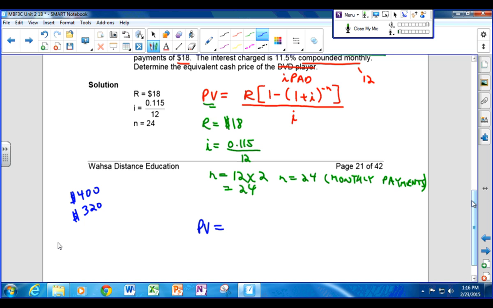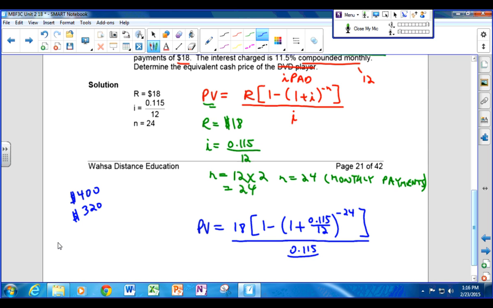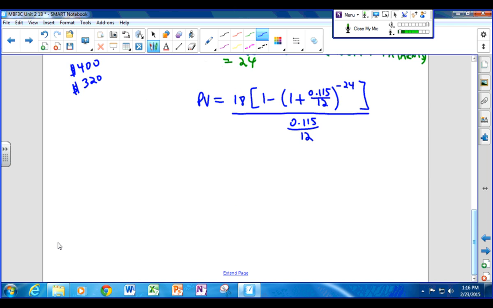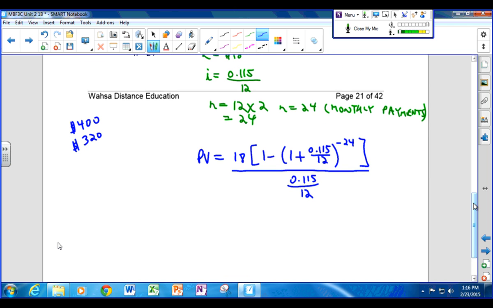So in this case, our R is going to be 18, and then we have the square brackets, and it's 1 minus (1 plus i), and our i is 0.115 over 12, to the negative n, so negative 24. Okay, so far so good. And then all of that goes over our i, which is 0.115 over 12. So you're going to crank that in your calculator. I wish I could give you a few tips on how to solve that. You just work through it one little bit at a time.